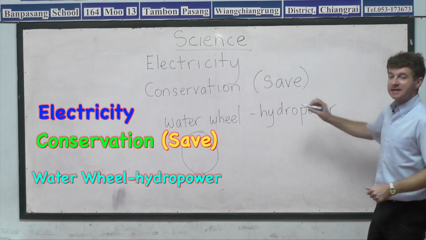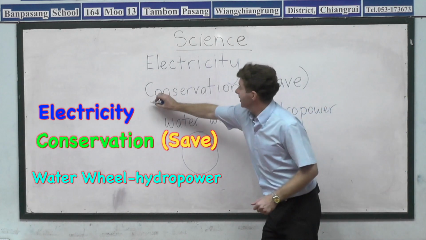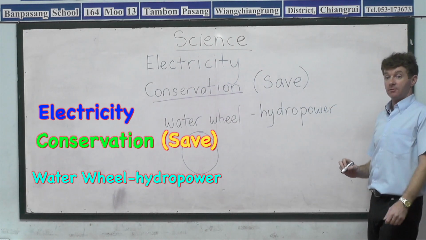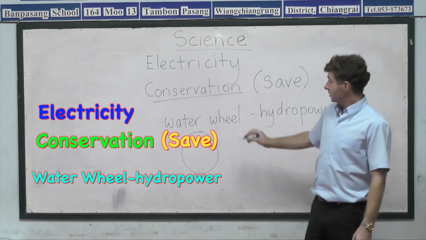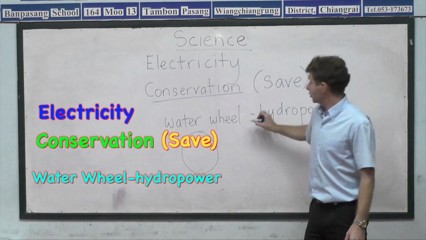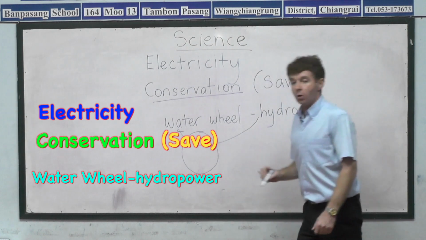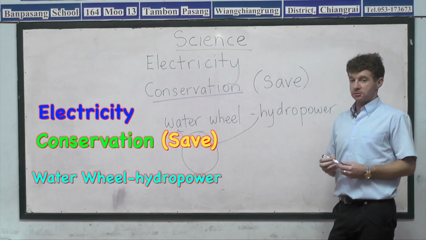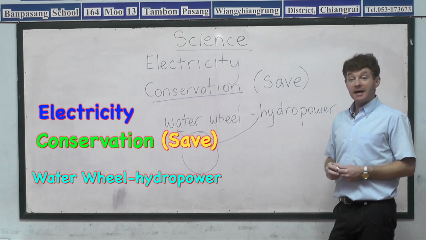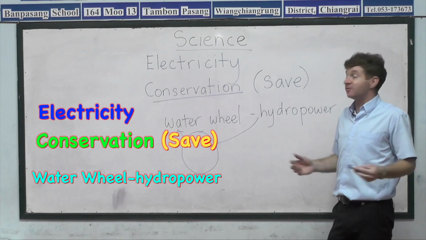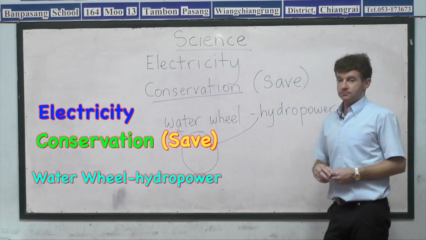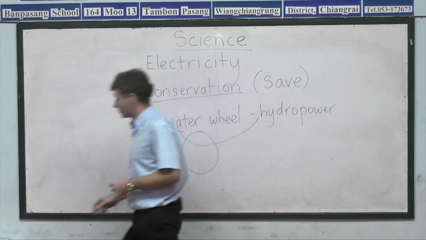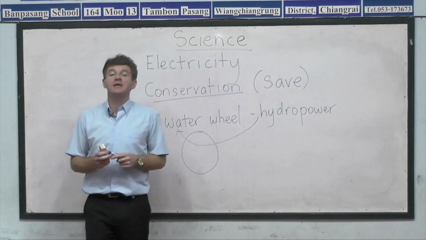Okay, this is an example of electricity conservation. Because hydropower comes from water. Water is a natural resource. Yes, so we're conserving energy by using water. Okay? Well done, guys. And now we're going to move on to learn about something else today.